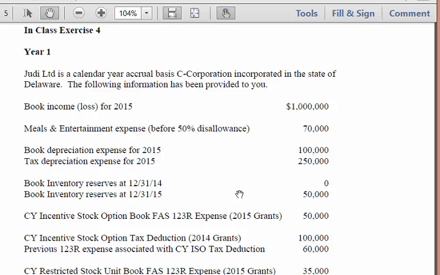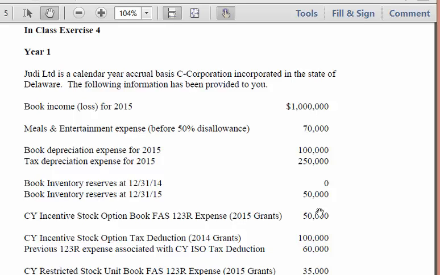So, we got income, we have meals and entertainment, we know that's perm. There's a depreciation difference, which we know is temp. Inventory is also temp. And then we got a bunch of stock comp stuff. We'll come back to that. We have an R&D credit.